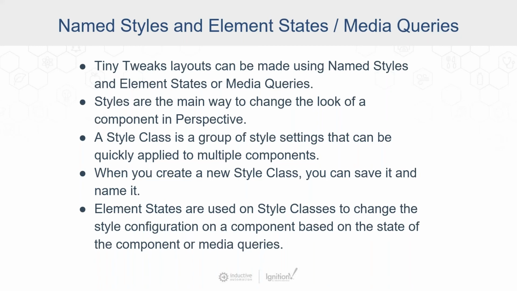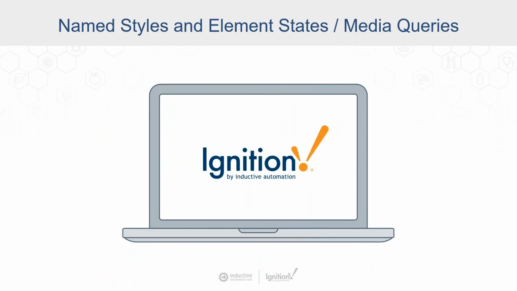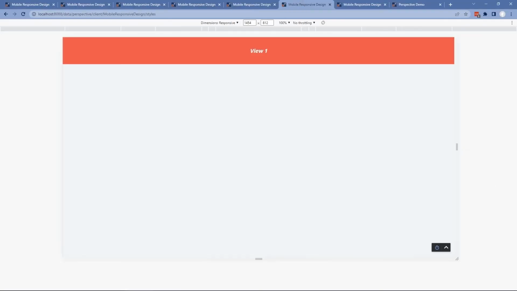These are very based off of CSS, within HTML, but it's very easy to define that within Ignition. So let's go look at an example of this. Here I've got a single label, and on a large size, you can see the color and the font, the size, the choice, all of that is set for that large.